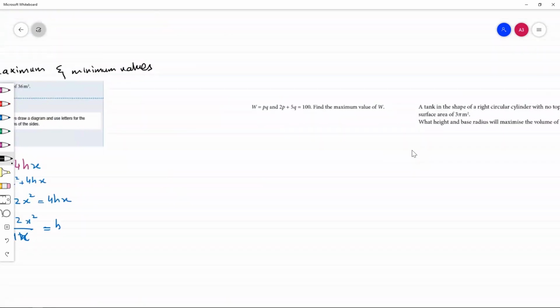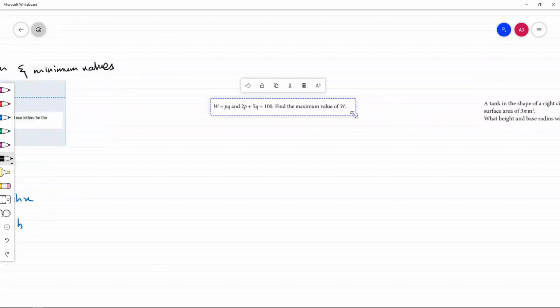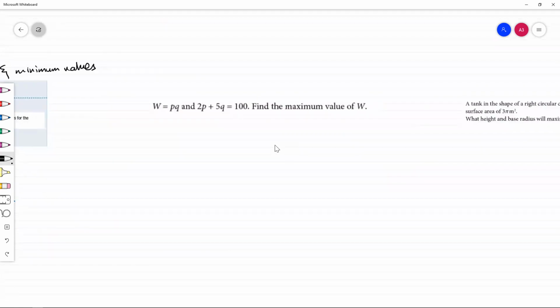So the next question is, look at this, just one minute, please. W is equal to PQ and 2P plus 5Q is 100. Find the maximum value of W. So again, look at this. We have to find the maximum value of this function.